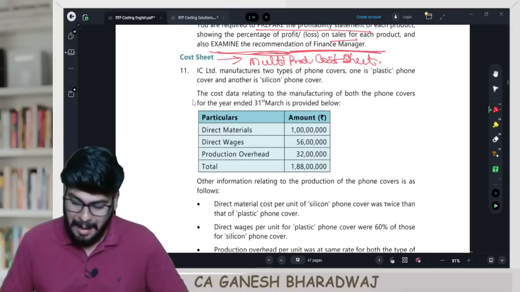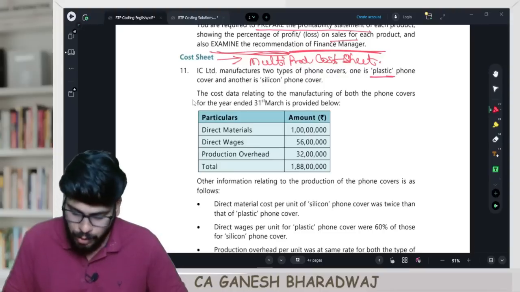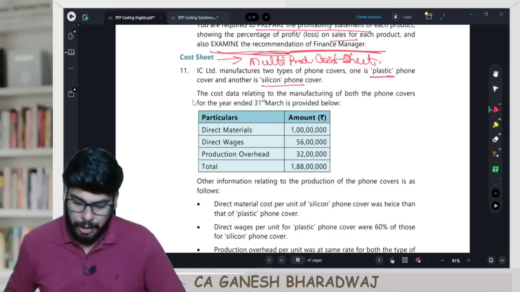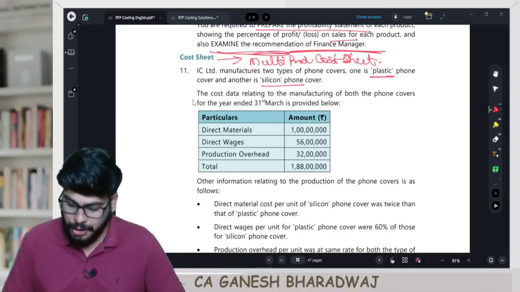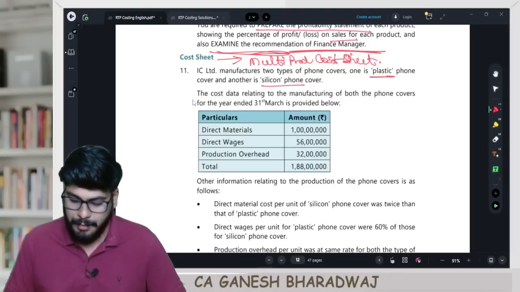IC Limited manufactures two types of phone cases. One is plastic phone case and the other one is silicone phone cover, right? The cost data relating to manufacturing of both the phone cases for the year ended 31st of March is given below.